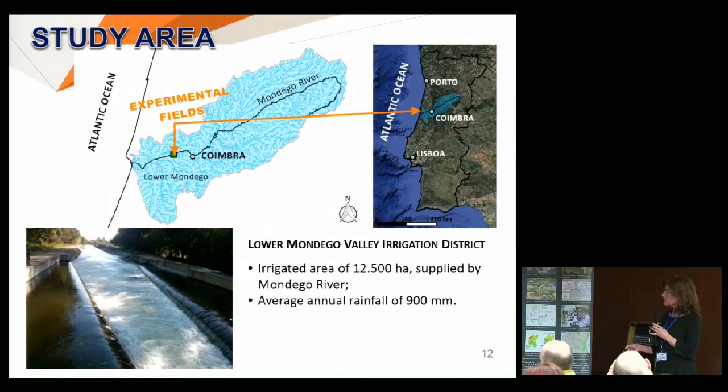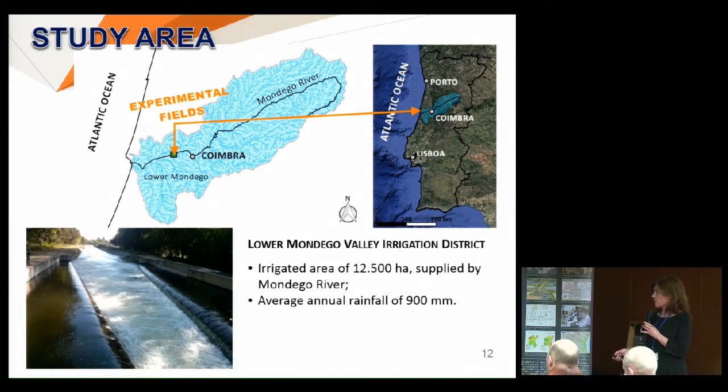And it happens that in the lower part, the valley opens a bit, so we call it the Lower Mondego Valley, and there we have some 15,000 hectares of good agricultural land, where potentially irrigation can be conducted. From that, 12,500 hectares are presently being irrigated. The water is supplied by an irrigation canal, which has its intake in a dam that is actually in front of the city of Coimbra.